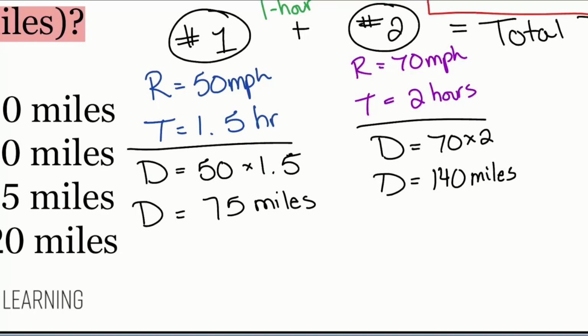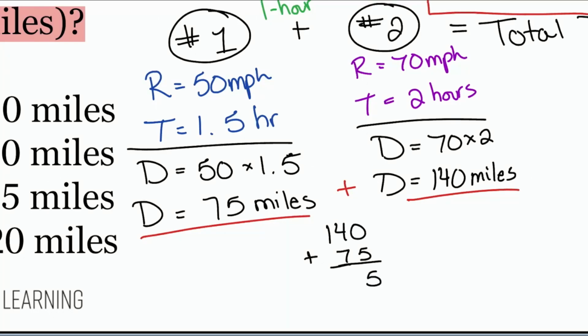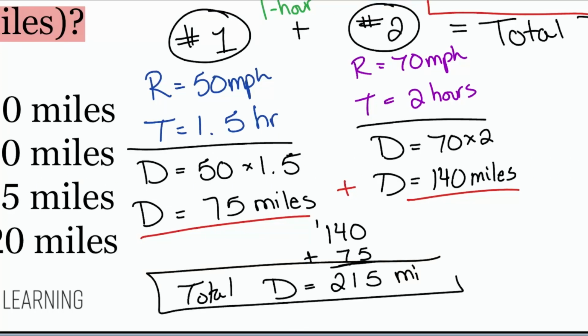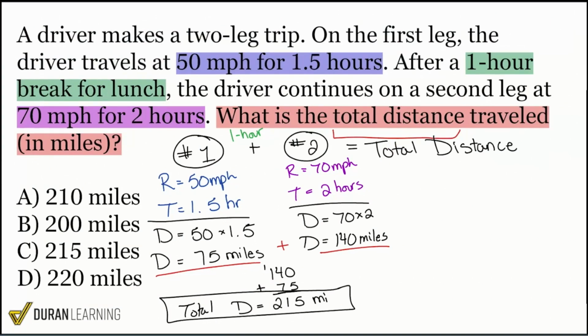And what did we already predetermine that we need to do? We already predetermined that we were going to add those distances together, exactly. And that's going to give us our total distance. So let's do that. Add these together. 75 plus 140, we can write that down over here. So 0 plus 5, that's going to give us 5. 4 plus 7 is 11, carry the 1. 1 plus 1 is 2. So there is our total distance is going to be 215 miles. And there we go.